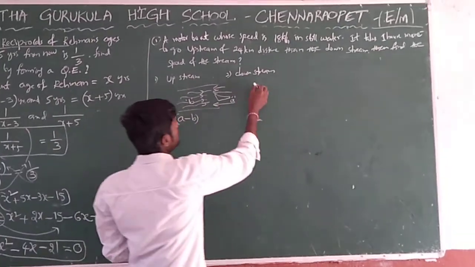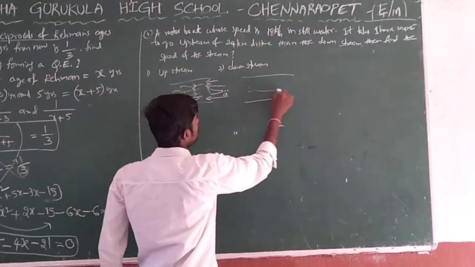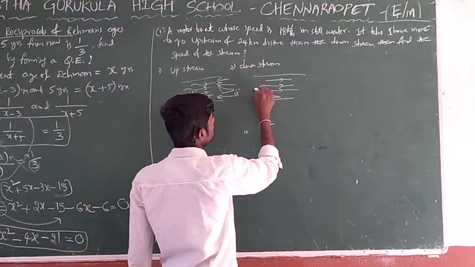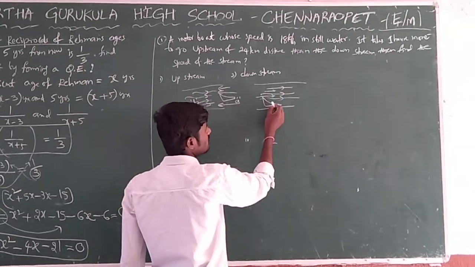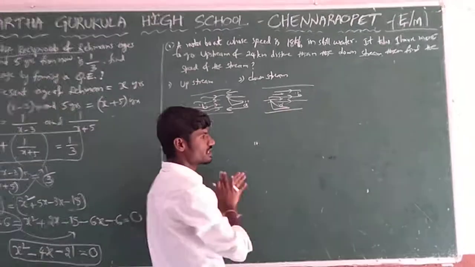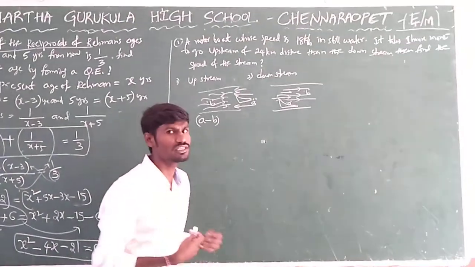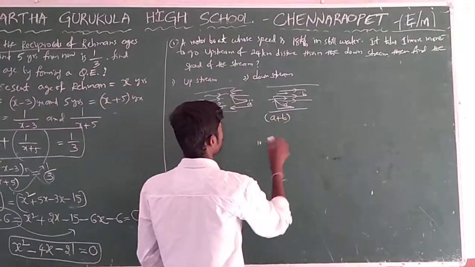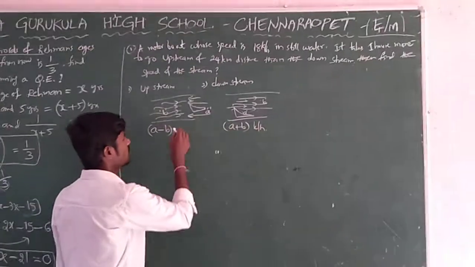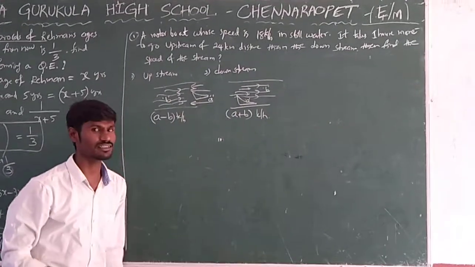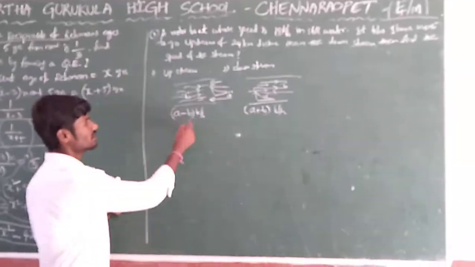In case of downstream, if the river and boat are in the same direction, the speed of the boat is A and the speed of the stream is B, both in the same direction, means the boat will move easily, means the speeds will be added. In that case, that is A plus B. So A plus B kilometer per hour, A minus B kilometer per hour. Upstream and downstream are nothing but these speeds.